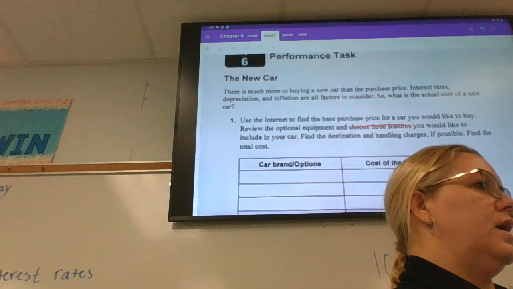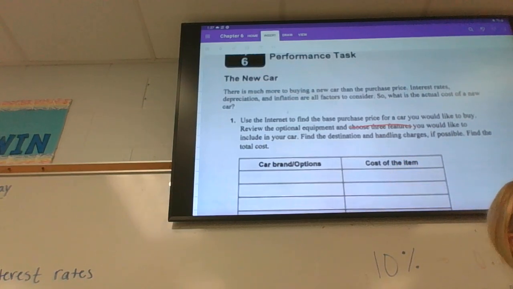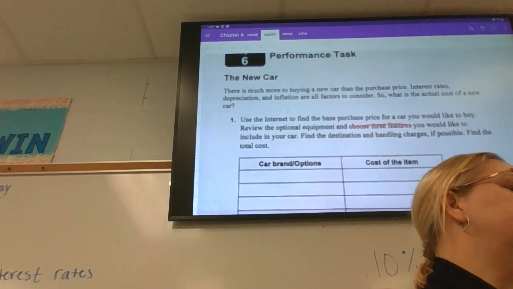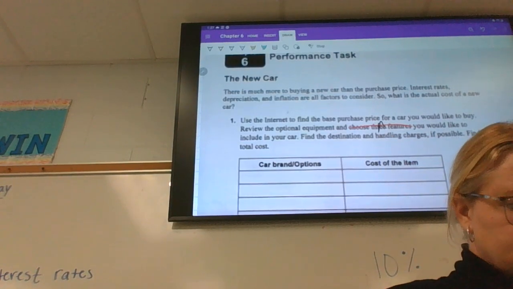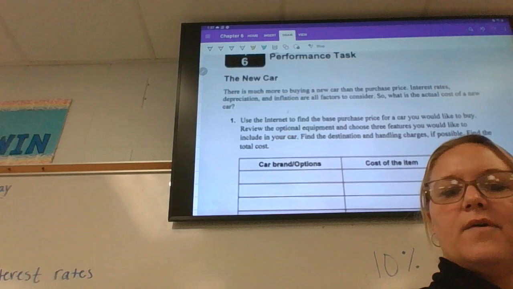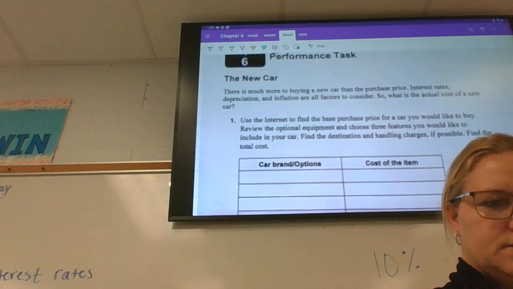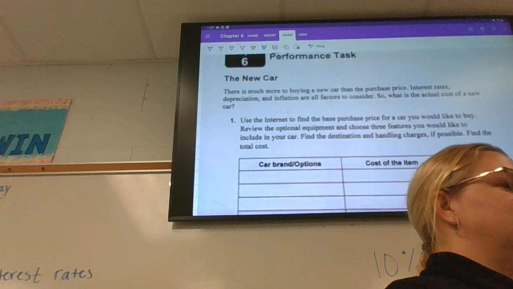All right, let's go. Camden, will you please read the top statement here under new car? Camden, underneath new car, read it, please. Depreciation.